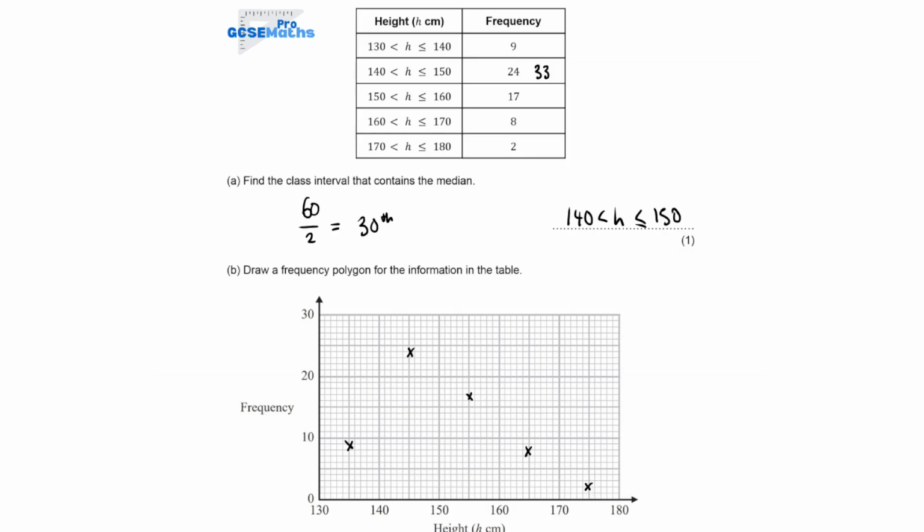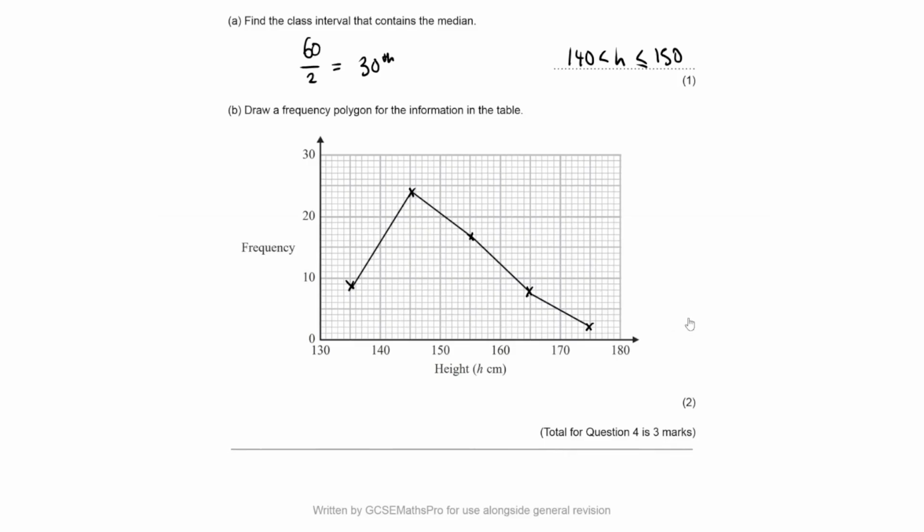Now we just join it up with straight lines, and here is our frequency polygon. So use the midpoints, do not join it up into an actual polygon, just leave it open as a graph.